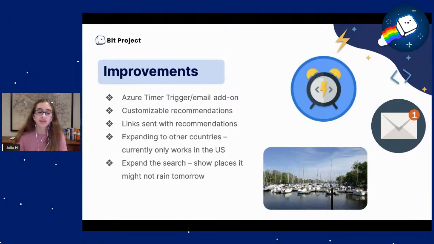I could also expand the search. When you say get recommendations, it would show places near you where it isn't raining or snowing, if you don't like that weather, and you can do other fun activities. That also plays into the customizable part, where you could say, I'm willing to drive 1, 2, 3 hours to get away from bad conditions if there are bad conditions in my area.